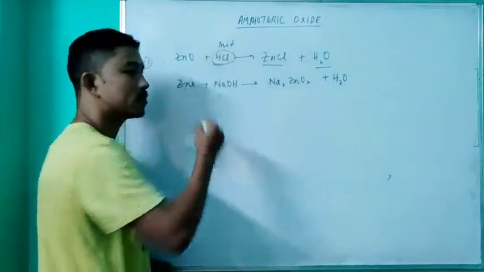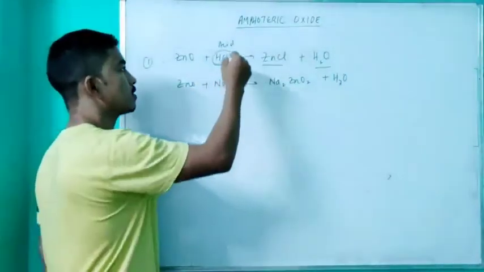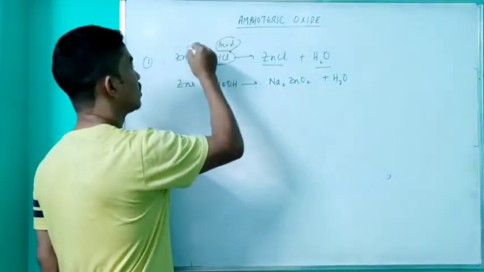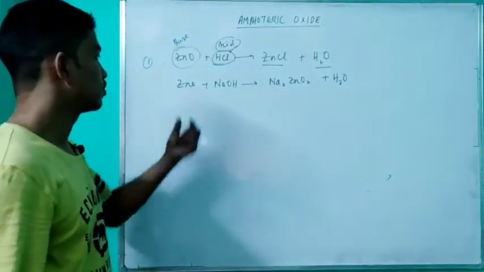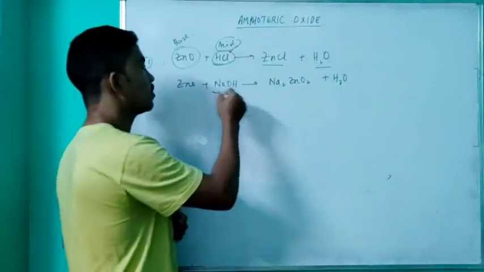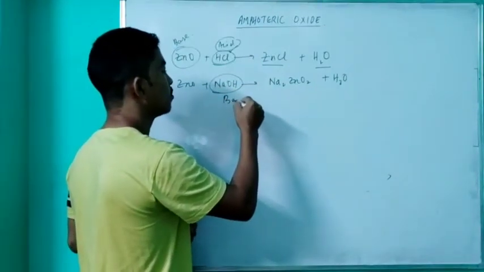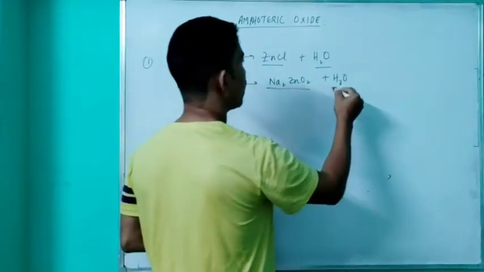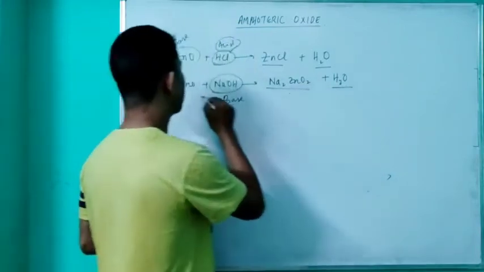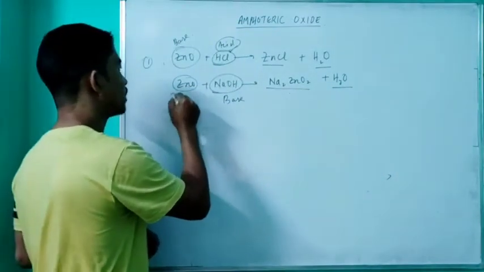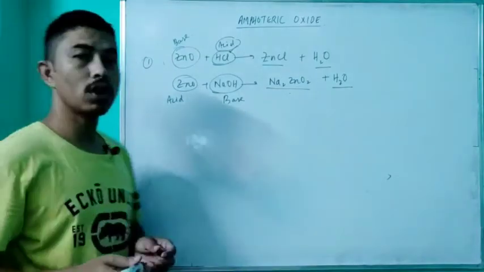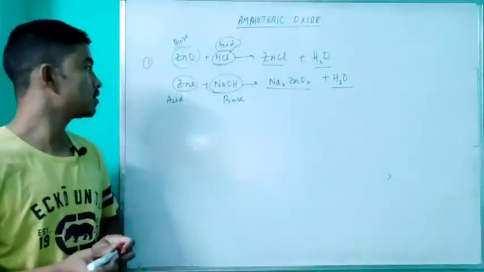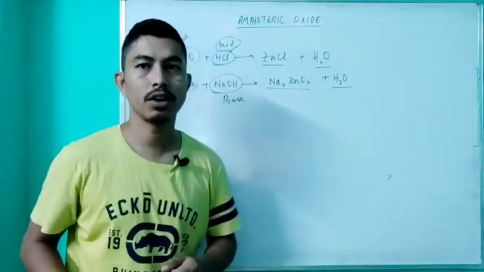This is a neutralization reaction, where the zinc oxide acts as a base. Now the second one: the same zinc oxide, when treated with sodium hydroxide, which is a base, gives sodium zincate and water, so salt and water. In this case, the zinc oxide acts as an acid. Such compounds which show the dual character of acid as well as base are known as amphoteric oxides.